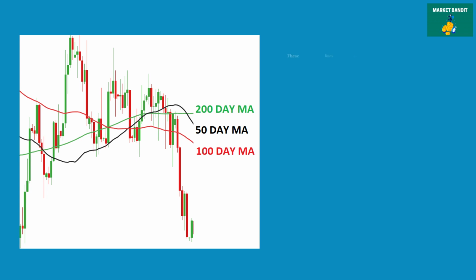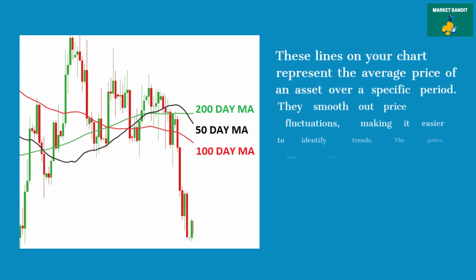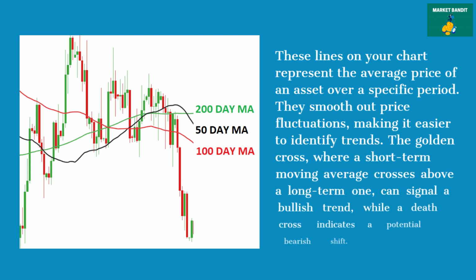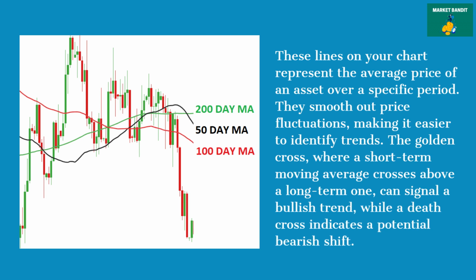1. Moving averages. First up, we have the classic moving averages. These lines on your chart represent the average price of an asset over a specific period. They smooth out price fluctuations, making it easier to identify trends. The golden cross, where a short-term moving average crosses above a long-term one, can signal a bullish trend, while a death cross indicates a potential bearish shift.